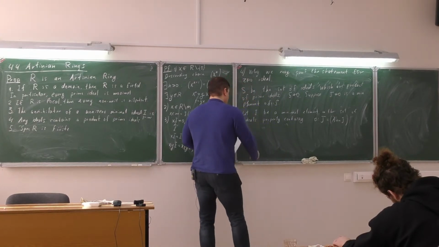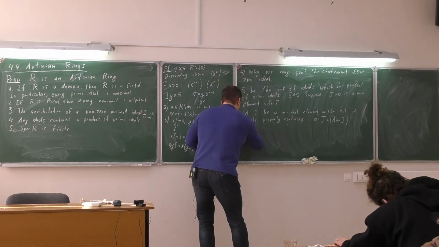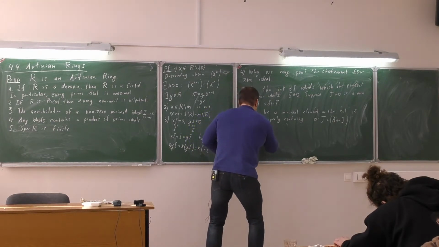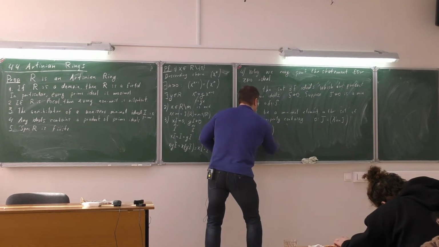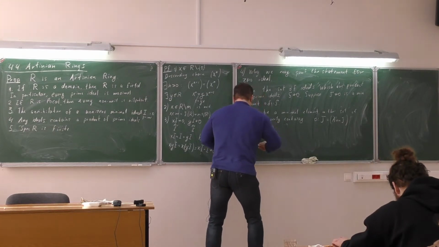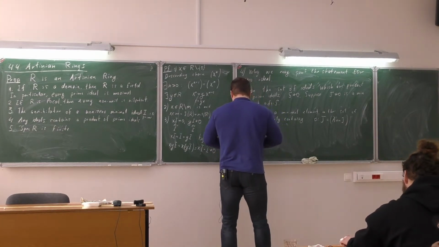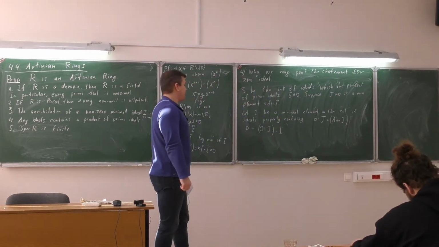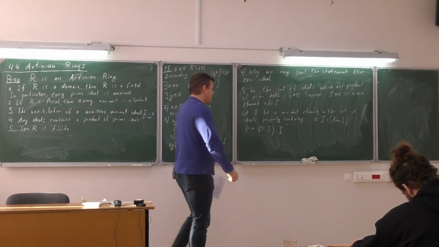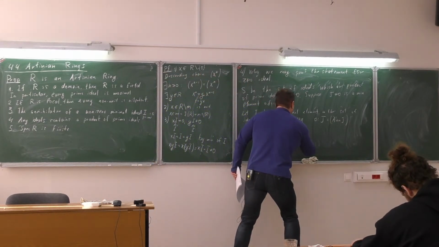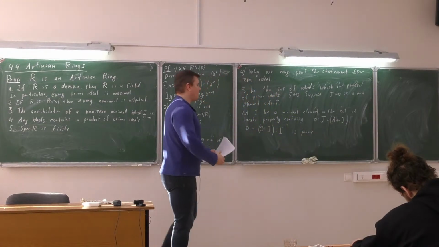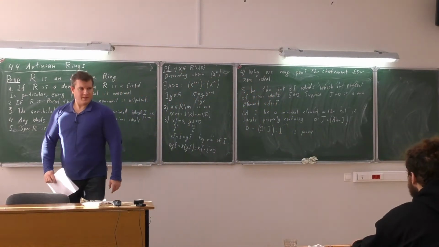Okay, so then I claim the following is true. If you consider the ideal P, which is just the colon ideal of this annihilator, and then you take the colon ideal with the ideal I, then this ideal P is prime. So why is this ideal P prime?